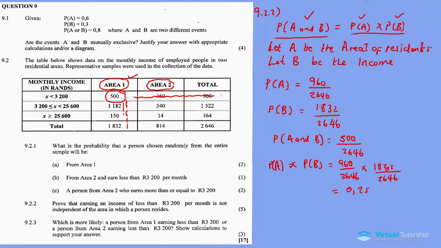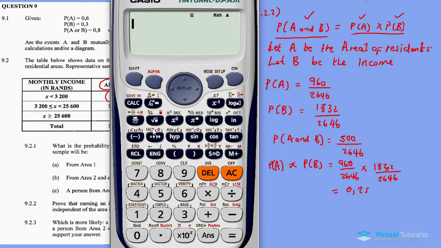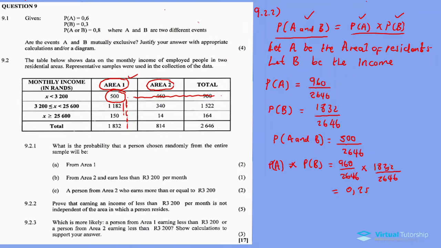This one is a given: 500 divided by 2646 equal to 0.19. So therefore we can see that the probability of A and B is not equal to the probability of A times the probability of B.